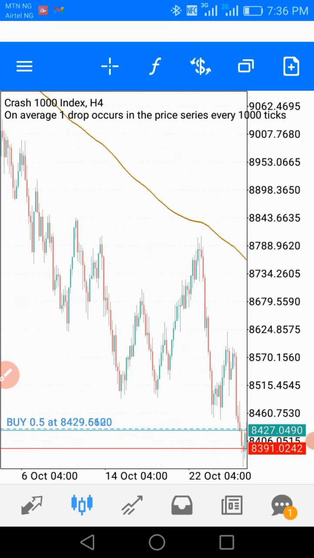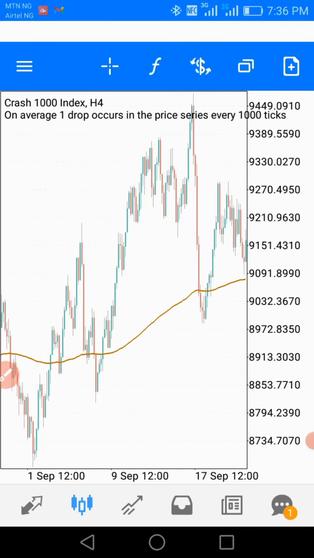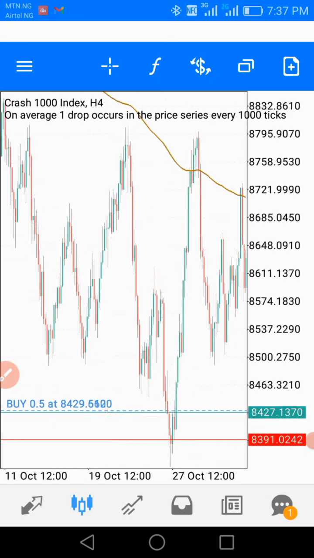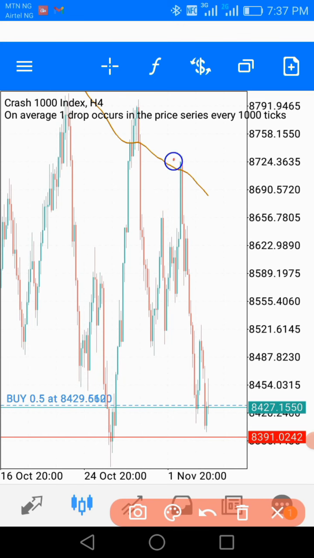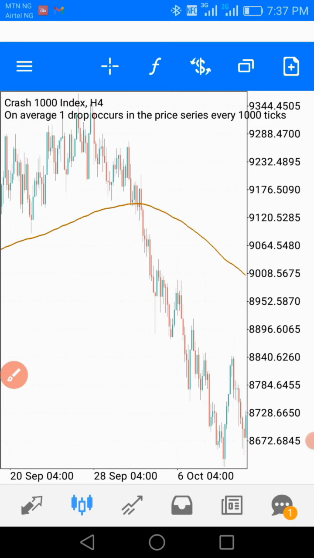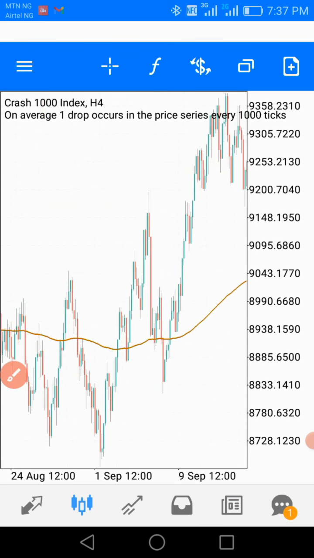Now let's see how the market reacted whenever it made a touch on this moving average. Now let's do a little back test. Look at this place. Now let's still go back a bit. Whenever it makes a touch on it, the market reacts. Now look at this place. That's why we call it dynamic support and resistance.